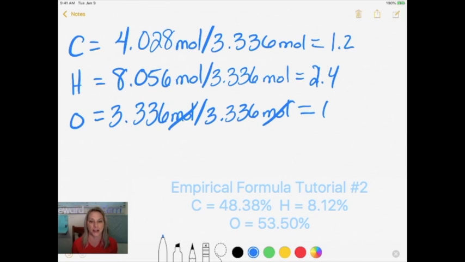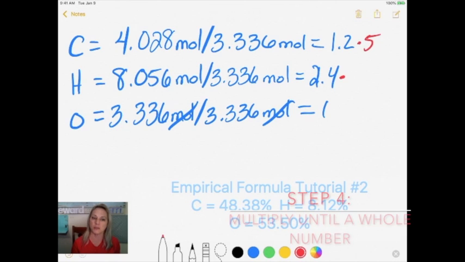We cannot just assume that carbon is 1, and we cannot assume that hydrogen is 2, because we would be losing out on these numbers. So our next step is to multiply them by a number that all of them can be multiplied by in order to get a whole number. Since we know that 2 is 2/10, we can decide to multiply all of these by a number that would make it whole. In this case, the only number that they could share in common to get a whole number would be 5. So we will multiply 1.2 by 5, 2.4 by 5, and 1 by 5. Because if we multiply 1, we must multiply all of them.